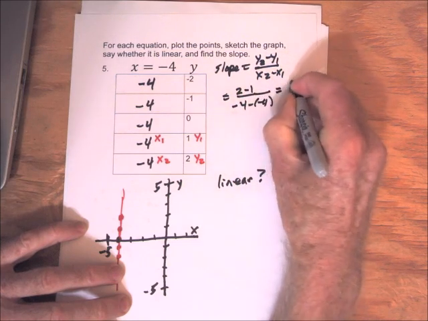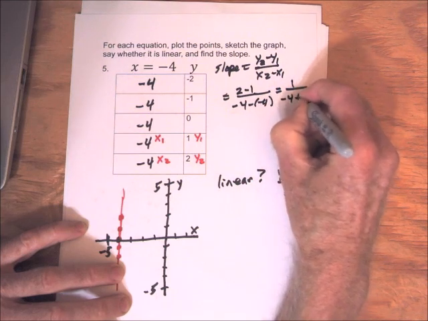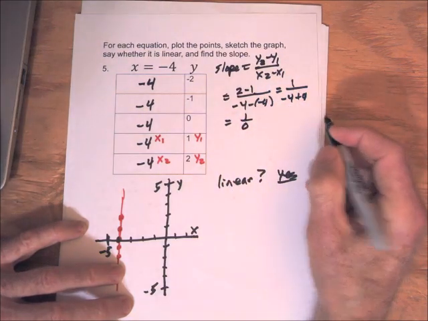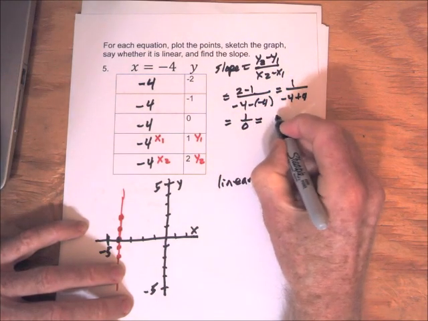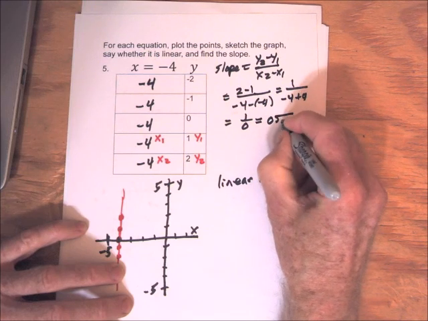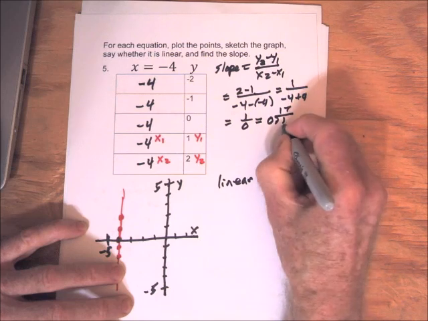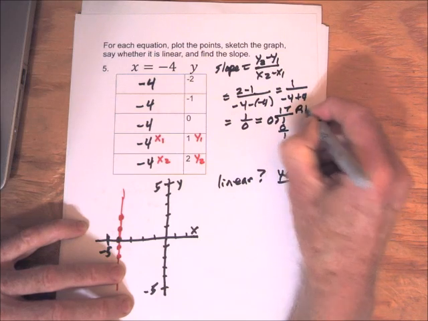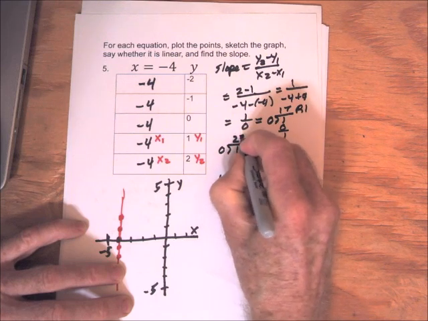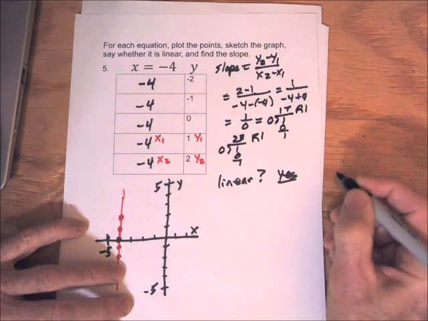2 minus 1 is 1. Double negative is positive, so it's negative 4 plus 4. So this can be 1 divided by 0. And 1 divided by 0, no matter what number you put on top, you're going to get the same remainder. If you divide, let's say, 0 into 1, goes 17 times. 17 times 0 is 0, with the remainder 1, right? Or you could say 0 into 1 goes 23 times. 23 times 0 is 0, with the remainder 1. No matter what number you put on top, you're going to get remainder 1.